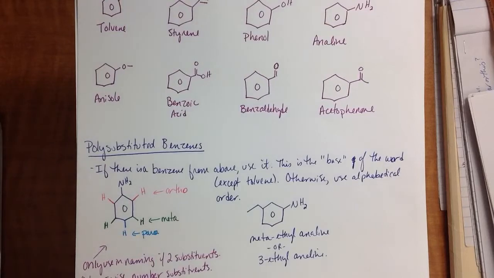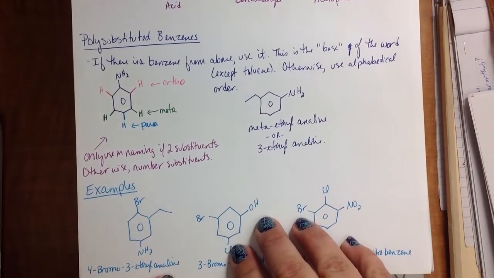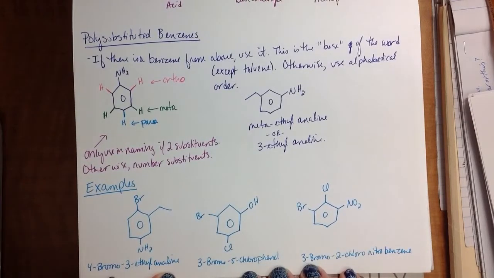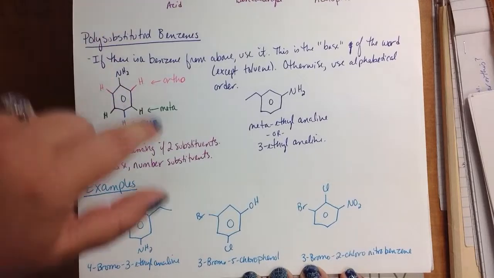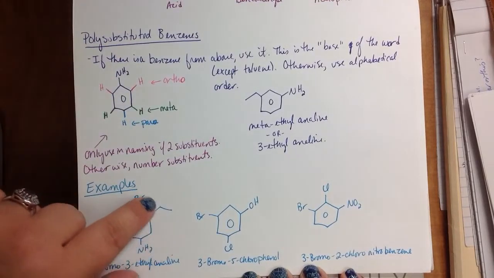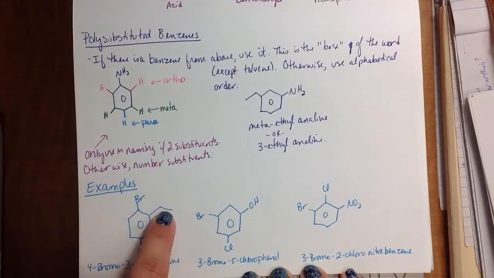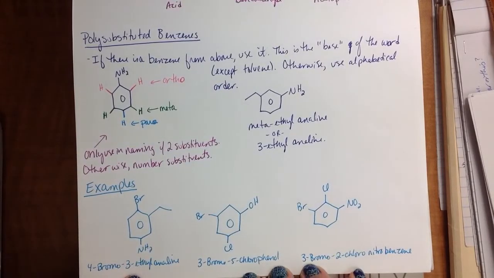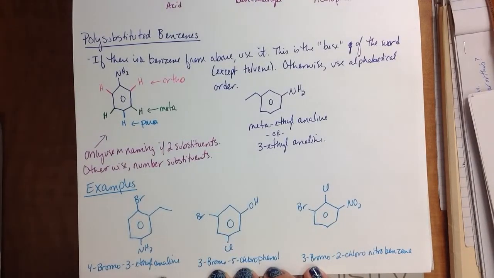Okay, so when we're naming things with more than two substituents, that's when things get a little bit more entertaining. In this case, I'm going to look for the root of what we have up top, and this is again aniline. So that means that we have a bromo substituent and an ethyl substituent. We want to number this so that we have the lowest numbers possible, so 1, 2, 3, 4. But bromo comes first in the alphabet, so it's 4-bromo, 3-ethyl aniline.